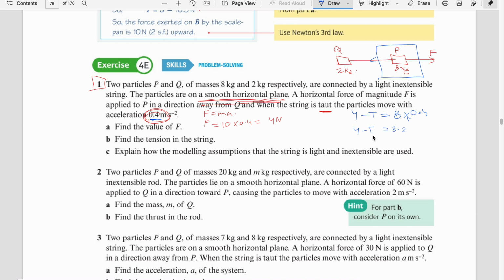4 minus T equals 3.2, we rearrange. 4 minus 3.2 is 0.8, and taking T to the other side, the tension is 0.8 newtons. It is so small because the surface is smooth. Part C says explain how the modeling assumptions that the string is light and inextensible are used, which we just discussed. Light means no weight and inextensible means it is just taut. There is no lengthening of the string.